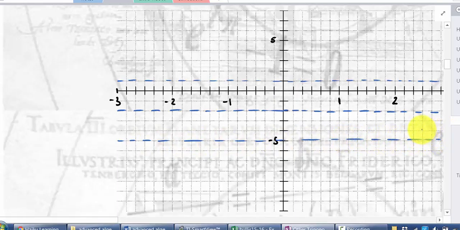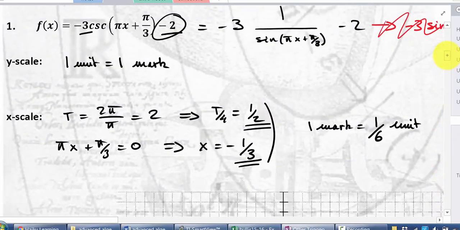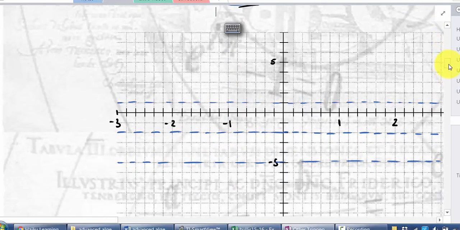We are ready now to graph our sine function. It's a negative sine, so it's middle, min, middle, max, middle. And you start at -1/3. So where's -1/3? It's right here. This is where I start, on the middle line. Right there. And I count 1/2.